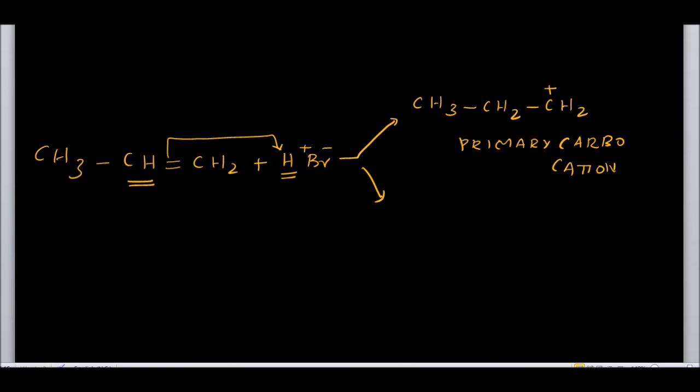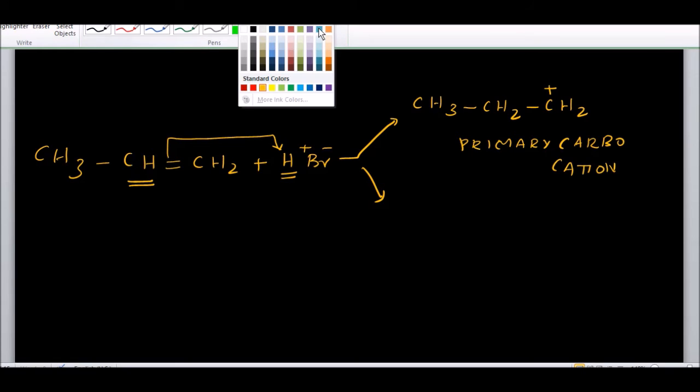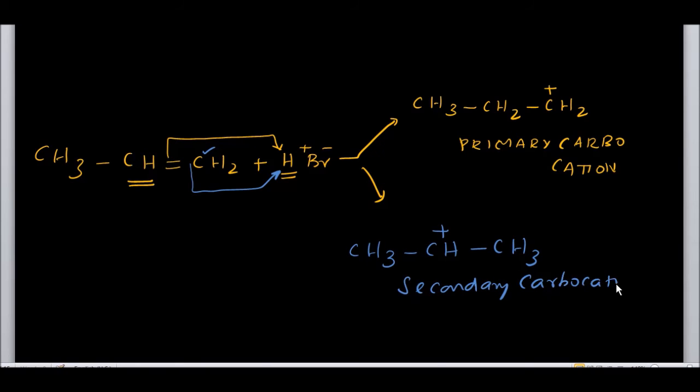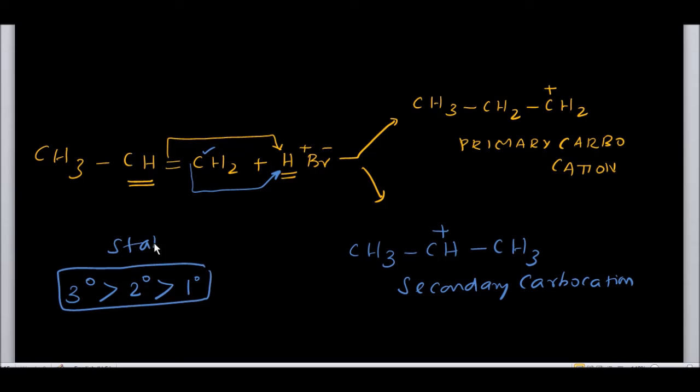One other chance, just observe the second chance. This is the other chance. The pi electrons are now given to this same hydrogen. Now this carbon atom would be bonded with the hydrogen. So we can have CH3, CH, CH3 plus. So this is known as secondary carbocation. If you compare the carbocation, tertiary, secondary and primary, this is the order of stability of carbocation.